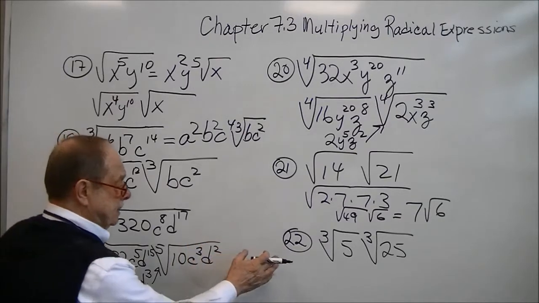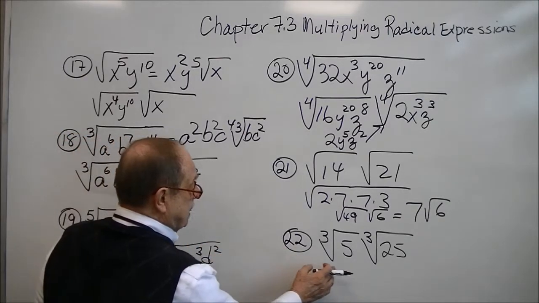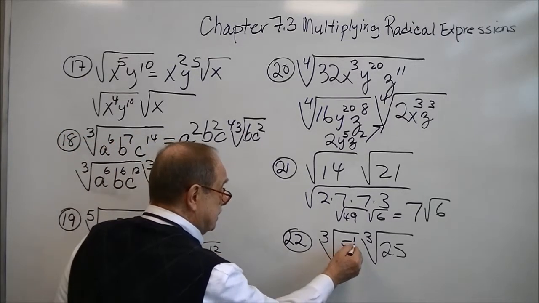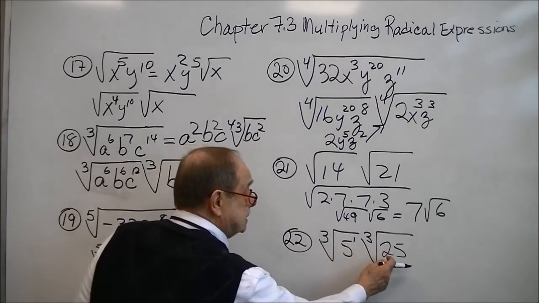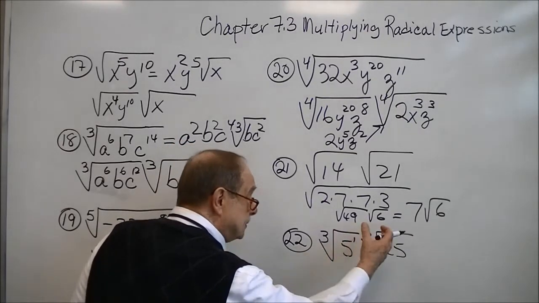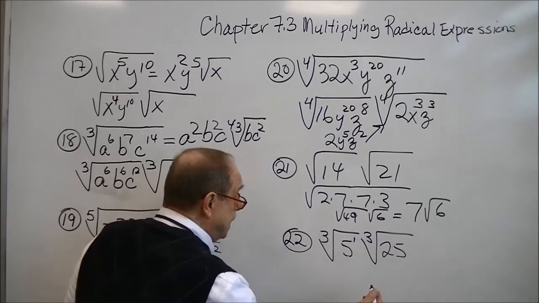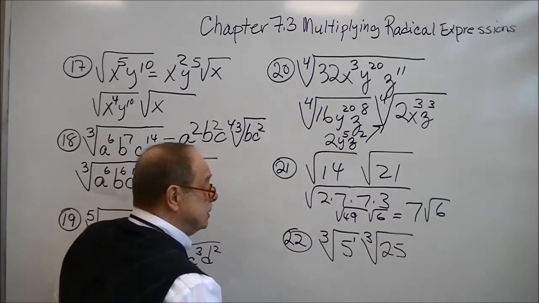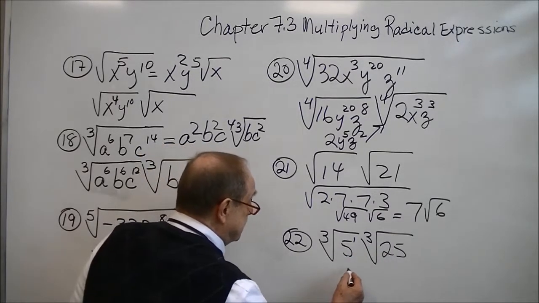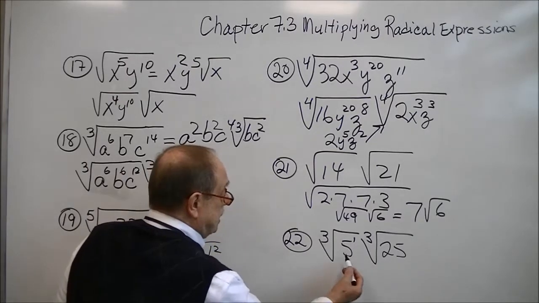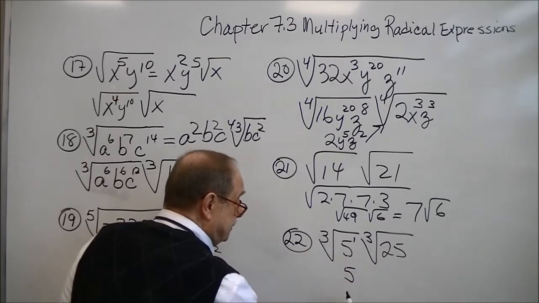Here was the one I was thinking that was easy. So this is 5 to the first, this is 5 to the second, becomes 5 to the third, which is 125, which is a perfect cube. So this just becomes 5. The cube root of 125 is 5.